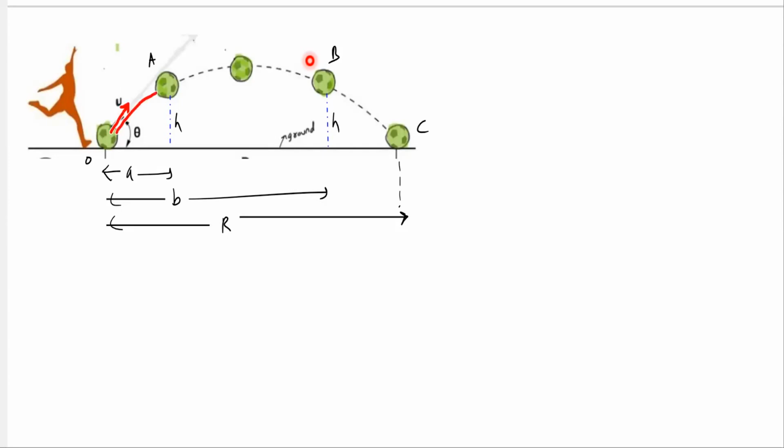It will move in a parabolic path. Twice it will be at the same height. At what instants of time, at t equal to t1 and t2, the projectile will be at the same height. Then what about these positions at t1, t2?